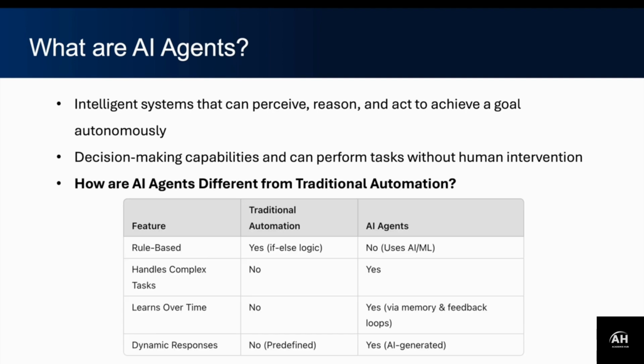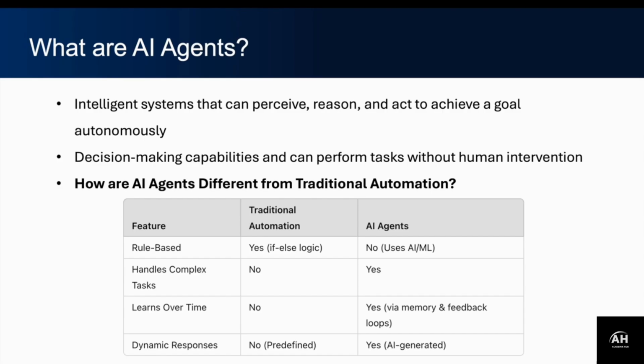So based on feature, traditional automation and AI agents, let's first focus on a feature which is rule based. Traditional automation, yes, it is rule based where you have if else logic. Whereas AI agents, there is no rule based. It uses AI ML to understand, to reason. Next feature, handles complex tasks. Traditional automation cannot. AI agents can. Learns over time. Traditional automation doesn't learn, it just is static. AI agents, yes, via memory and feedback loops.